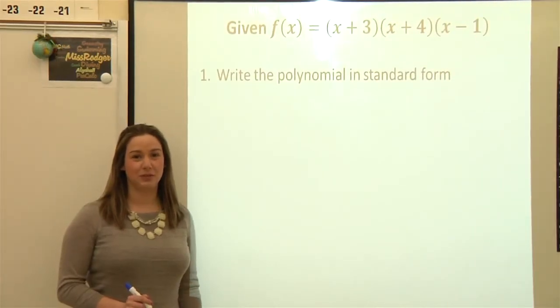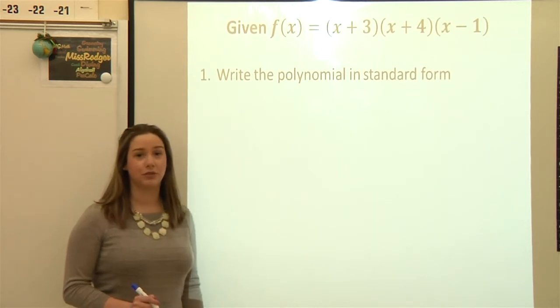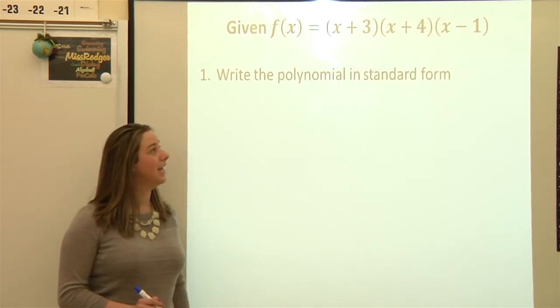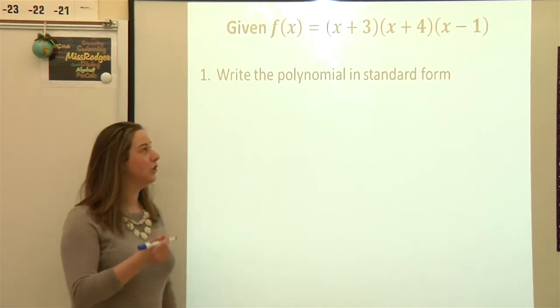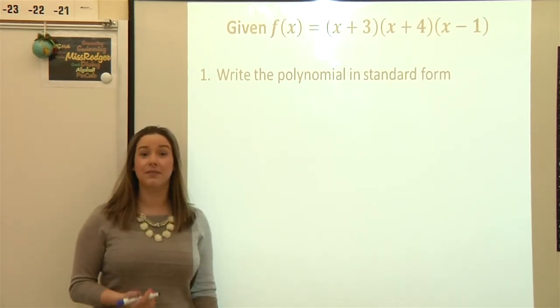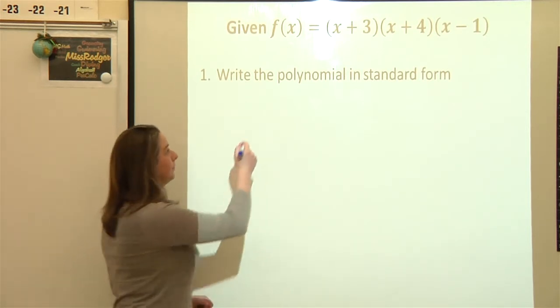Let's take a look at our first problem. Given factored form, f of x equals (x plus 3)(x plus 4)(x minus 1), we want to write the polynomial in standard form. So what we're going to have to do is multiply the factors together in order to get a result. So let's start to do that.